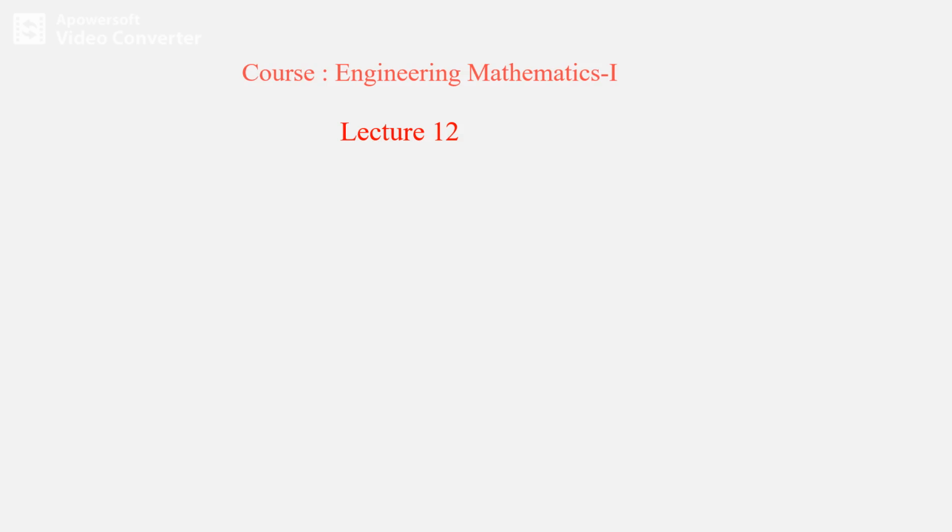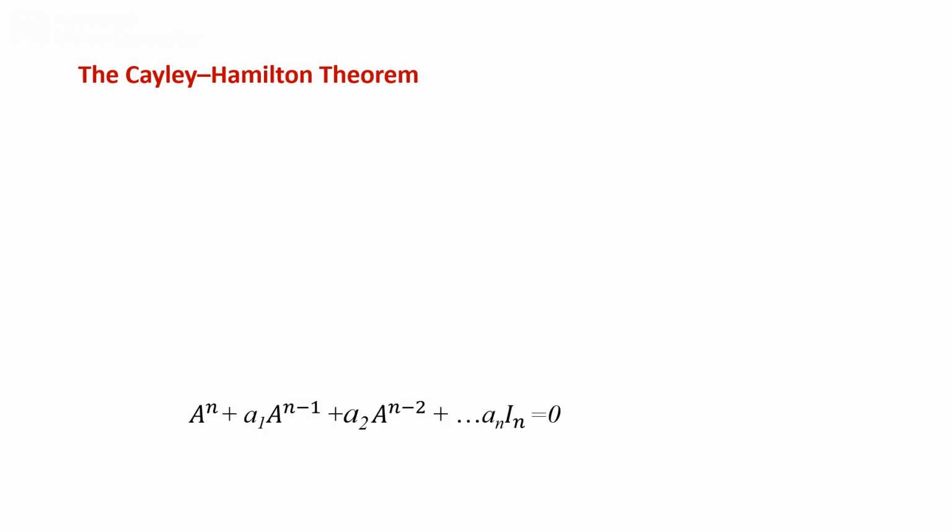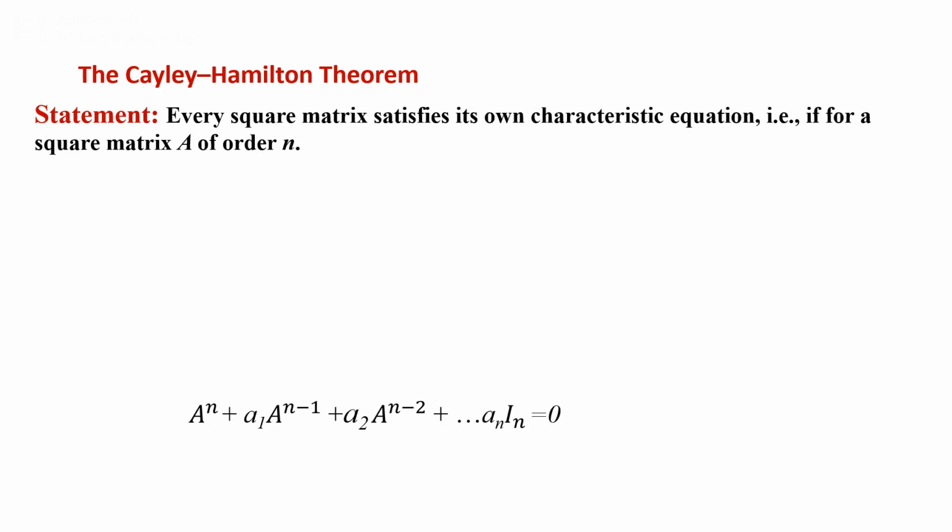Hello everyone. In this lecture 12, we discuss the Cayley Hamilton theorem, its statement and the proof, and examples related to the Cayley Hamilton theorem, how to verify the Cayley Hamilton theorem. Now, what is the Cayley Hamilton theorem? The statement: every square matrix satisfies its own characteristic equation.